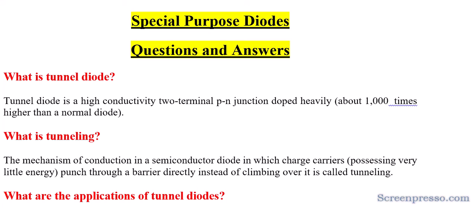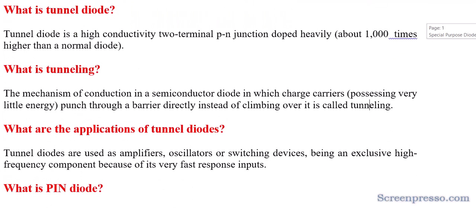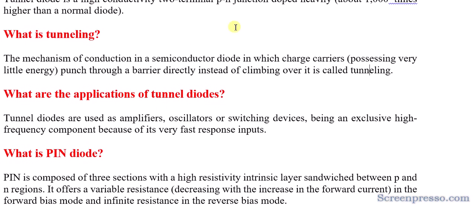Then we will understand what the applications of tunnel diodes are. Tunnel diodes are used as amplifiers, oscillators, and switching devices. A diode is of course a switching device itself. It is an exclusively high frequency component because of its very fast response to inputs.